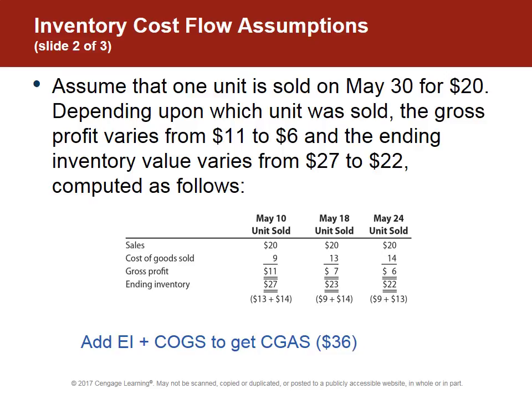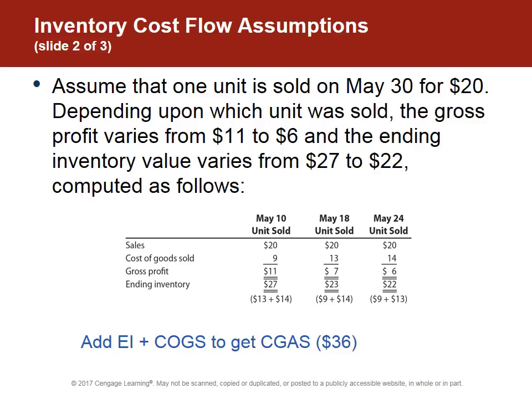Notice our goods available are always $36. That is ending inventory plus cost of goods sold. 27 plus 9, 23 plus 13, 22 plus 14. It's always equal to 36. So it depends on the cost flow assumption. What cost do we attach to the item that we sold? Alternately, what cost do we attach to the items that are used in ending inventory?